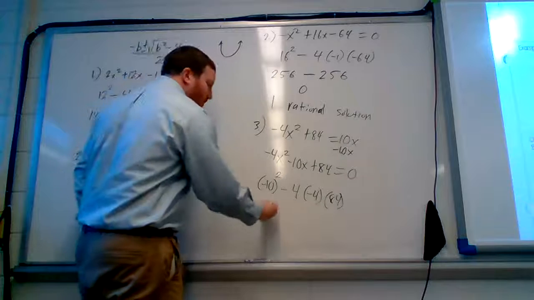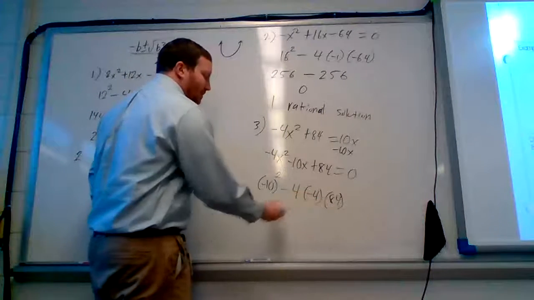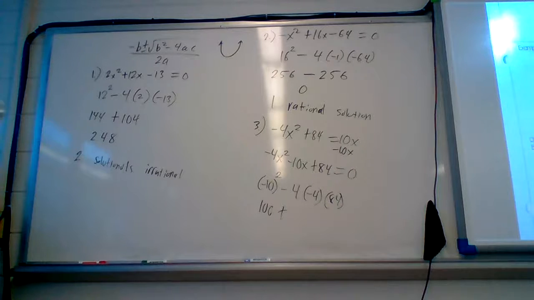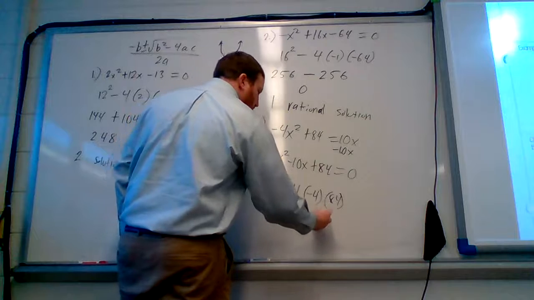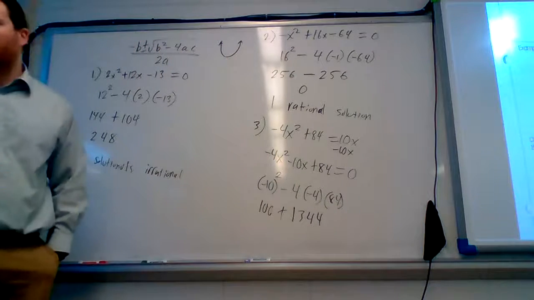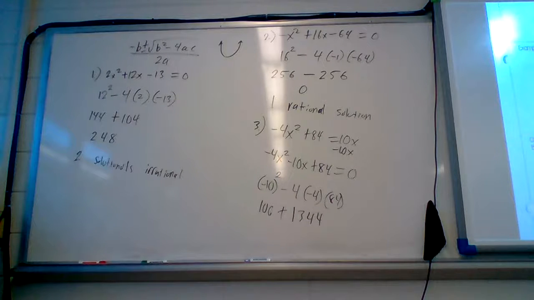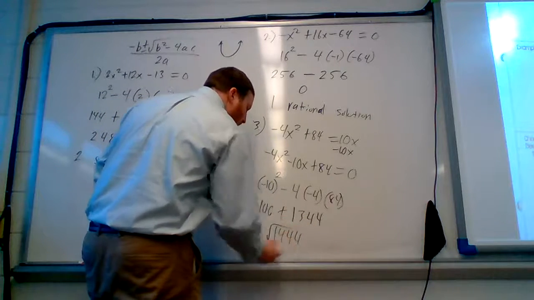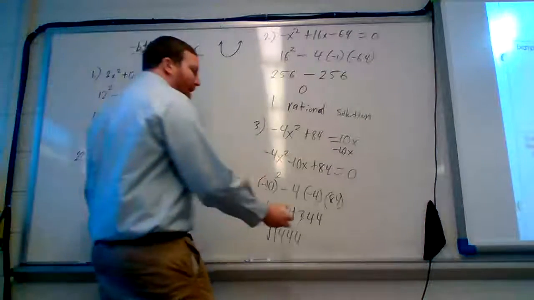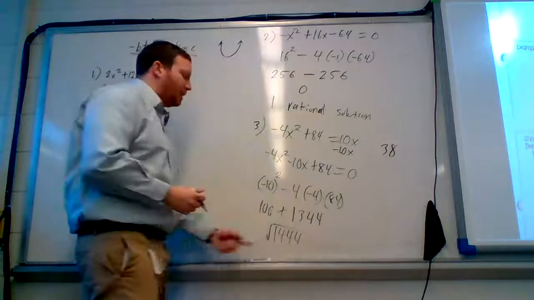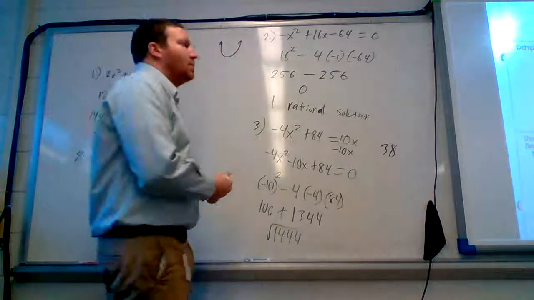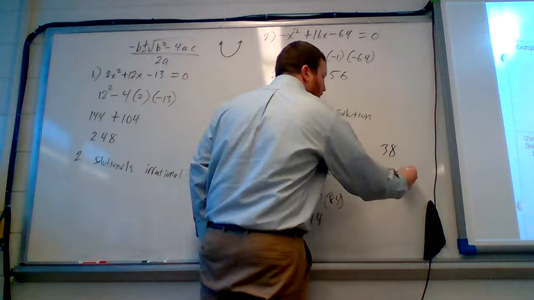10 squared is 100. I know I'm going to add this to it. So we have 4 times 4 gets us 16 times 84, which gives us 1,344, plus 100. We're going to take the square root of 1,444, and that gives us 38. So in this case, 1,444 is a perfect square. Right? I was just checking, we do get 38, which means we're going to have 2 rational solutions.